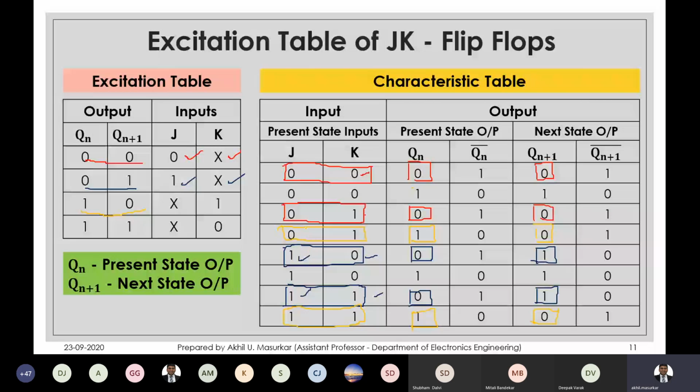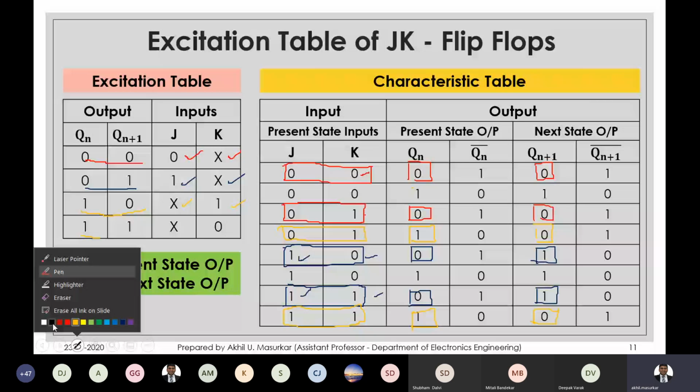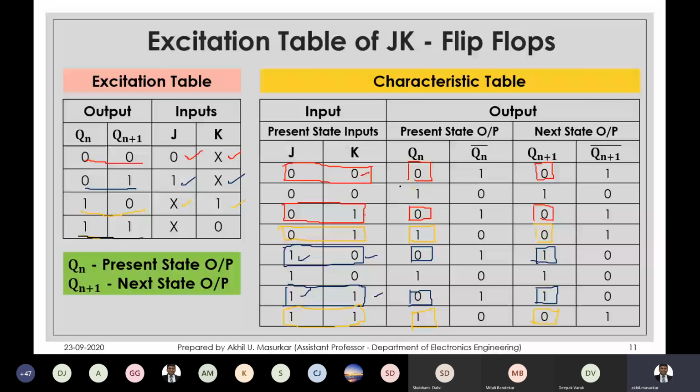And finally we have 1 1. So let's see 1 1. Now only two are left. This is 1 and 1, 1 and 1. So what are the outputs? JK can be 0 0 or JK can be 1 0. So J can be 1 or 0, so don't care, and K is 0. So I think we have addressed all the cases, and that's how we made the excitation table.